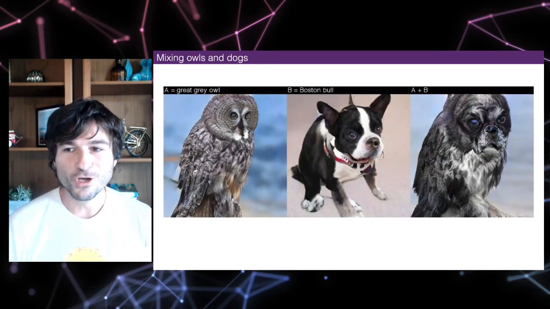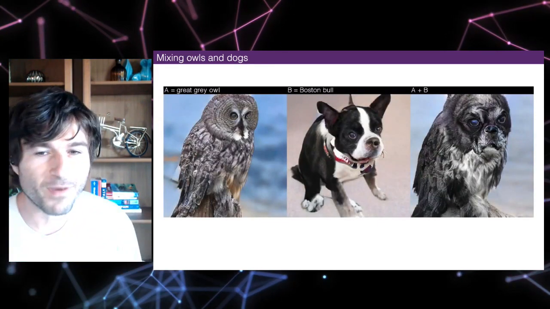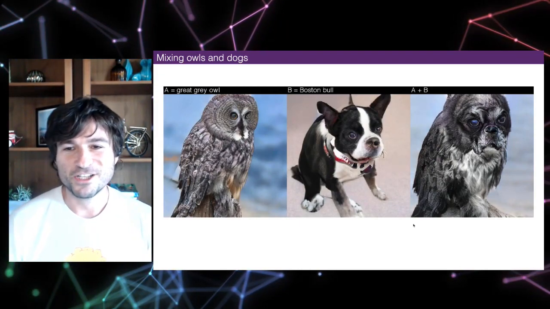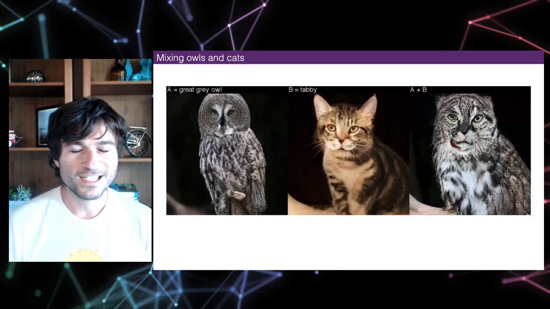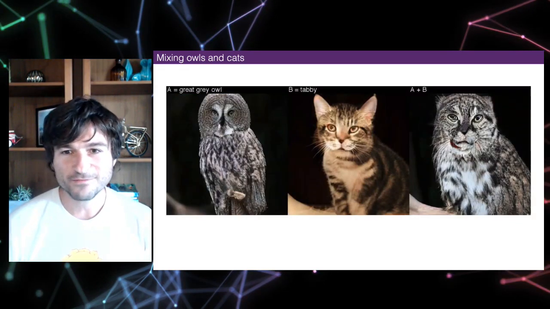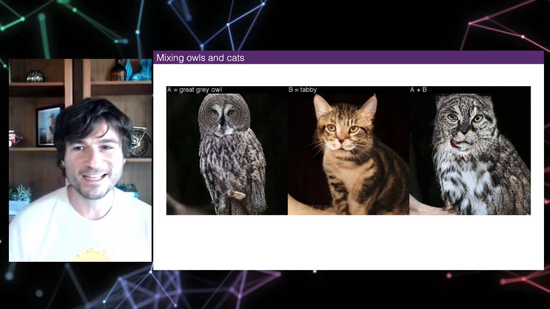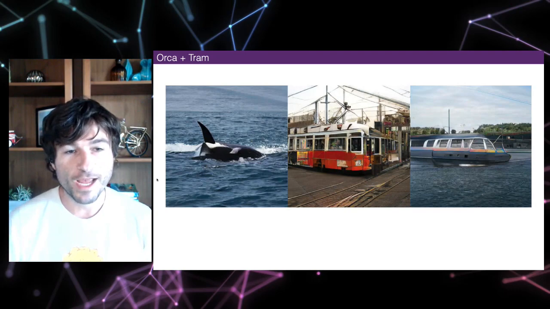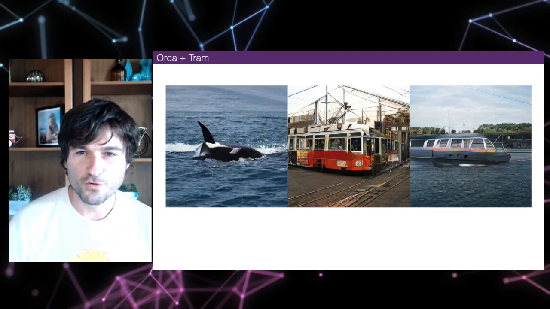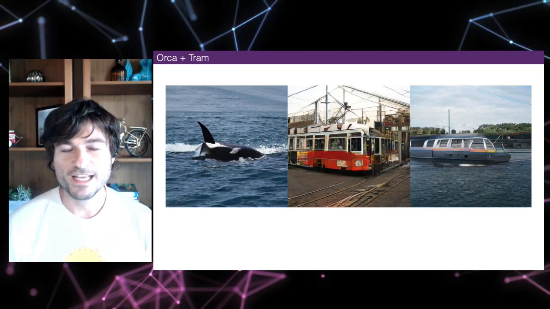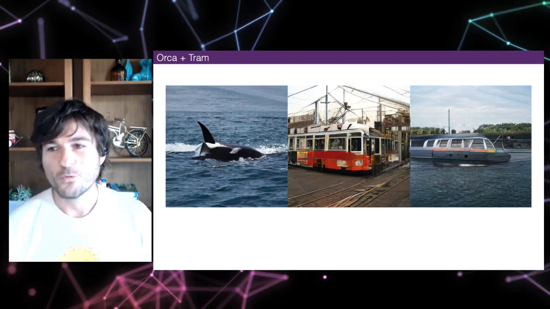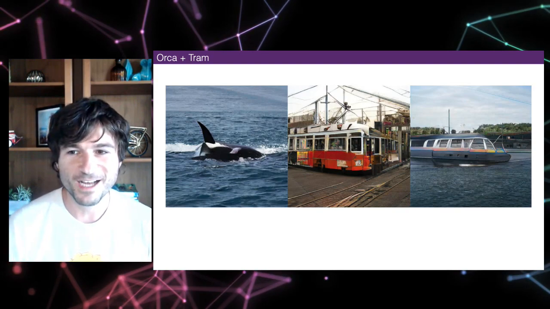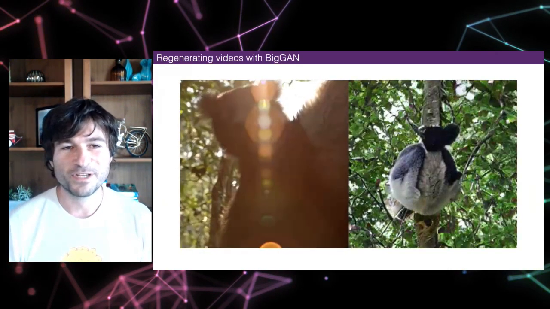Another example of this owl dog, it looks a little bit like a Harry Potter character. I've always really enjoyed this one. And this is an owl mixed with a cat. Looks like a snow leopard, something like that. This is my favorite. This is a whale or an orca, and then a tram in the middle. And then this is the whale plus the tram. And the whale plus a tram ends up looking like a fairy. So this is a really unexpected serendipitous result.